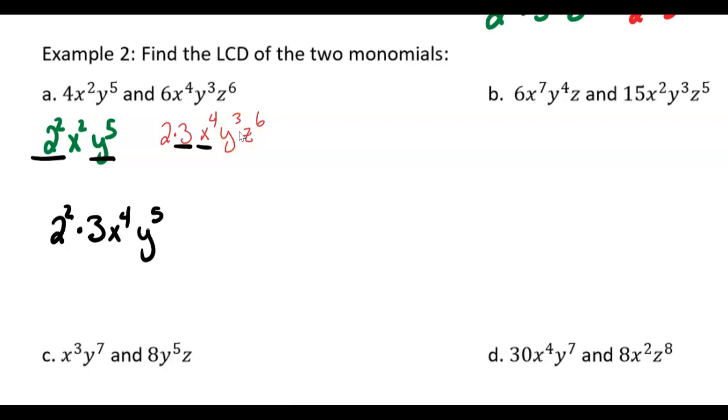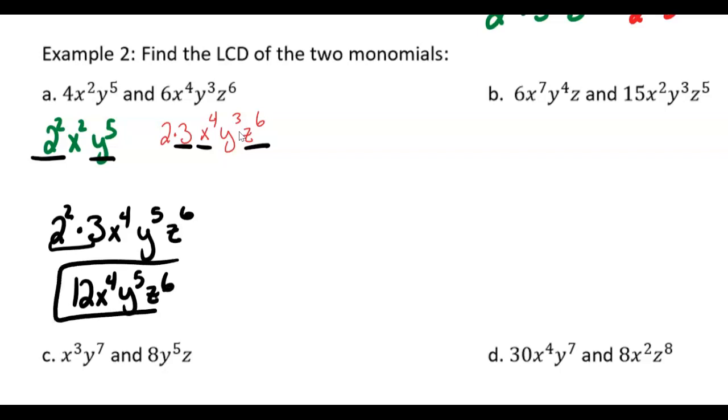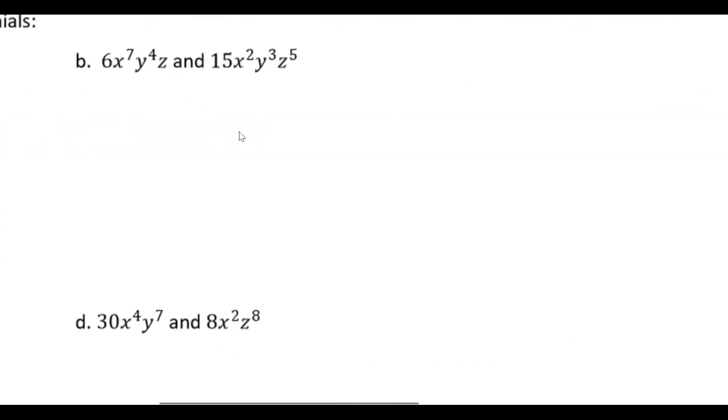Okay, next up is the z's. Z to the 6th is on the right. There's not any z's on the term from the left, so we have to use the higher amount, which is z to the 6th. So now if you go ahead and do this part, 2 squared is 4 times 3, that's 12. X to the 4th, y to the 5th, z to the 6th. That will be, if we're adding these, we were doing a fraction where these are the denominators, that would be our lowest common denominator. Okay, let's do some more.